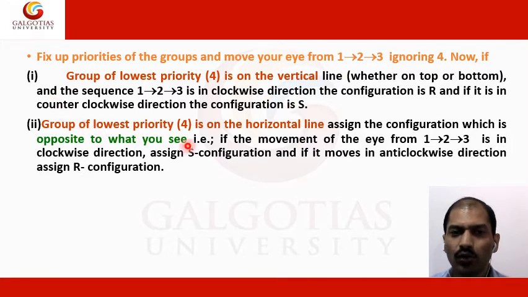But if the group of priority 4, which has the least priority, is on the horizontal line, assign the configuration which is opposite to what you see. Meaning, if you are watching the molecule rotate in the clockwise direction, and this will only happen if the group of the lowest priority is on the horizontal line, then this will be just opposite.